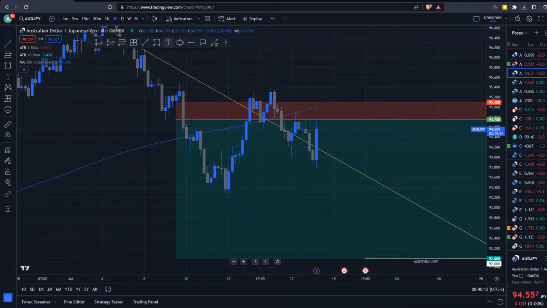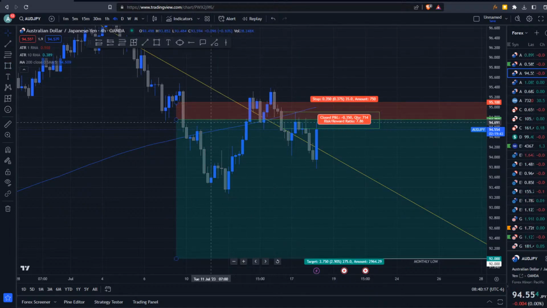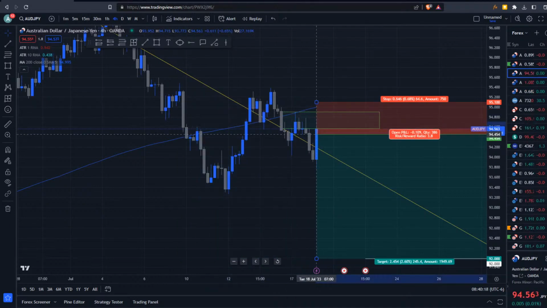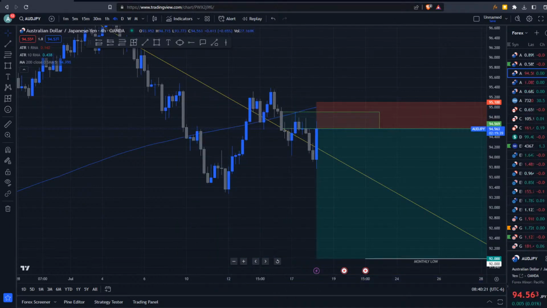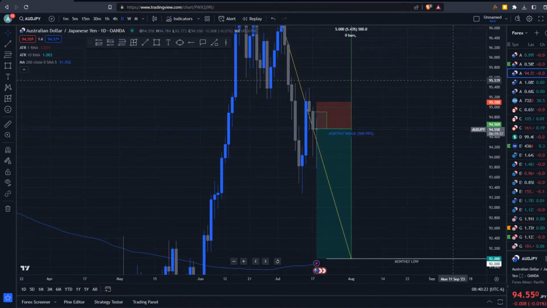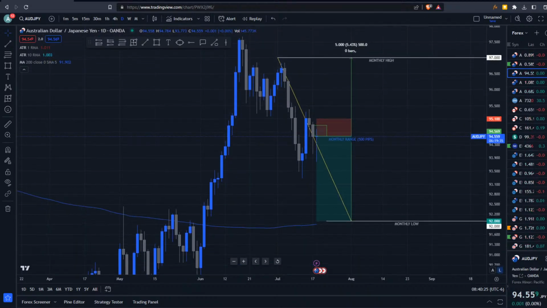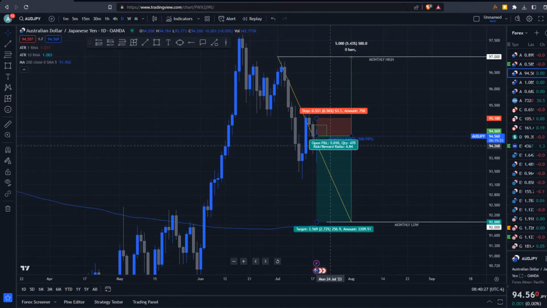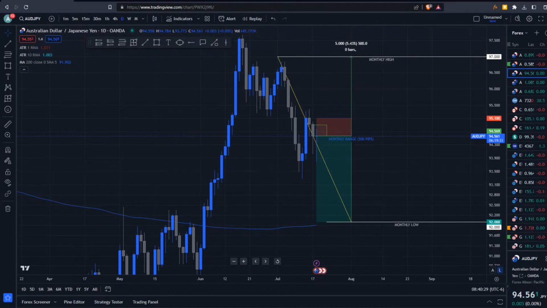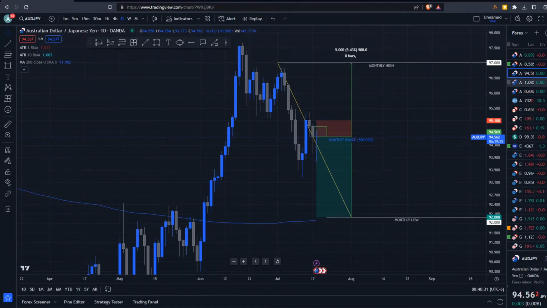You could put something like this. You can kind of see it respecting this 4-hour zone, but I don't love it. So if you wanted to counter trend trade, this is the position you would take, but it's pretty ugly to me, so I would not.